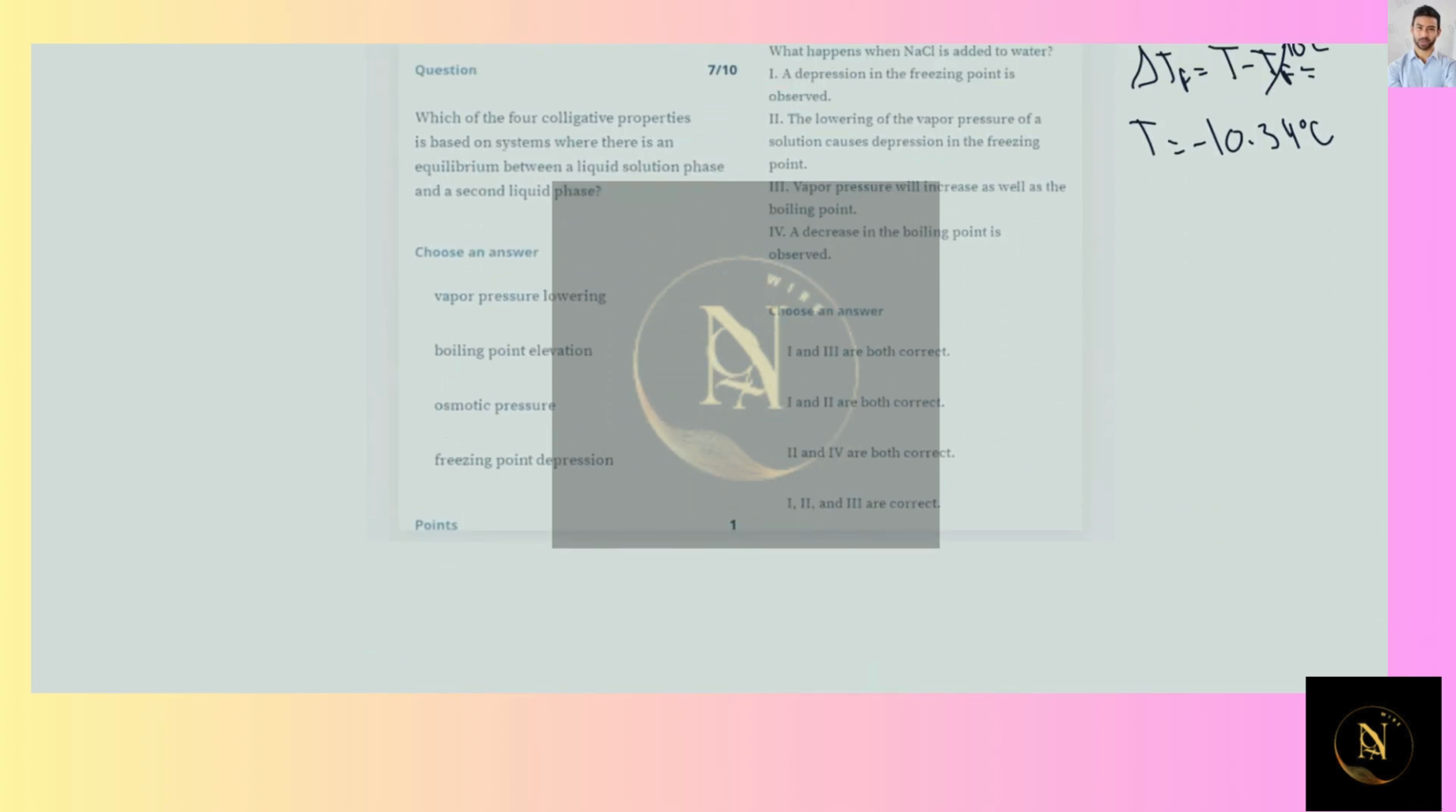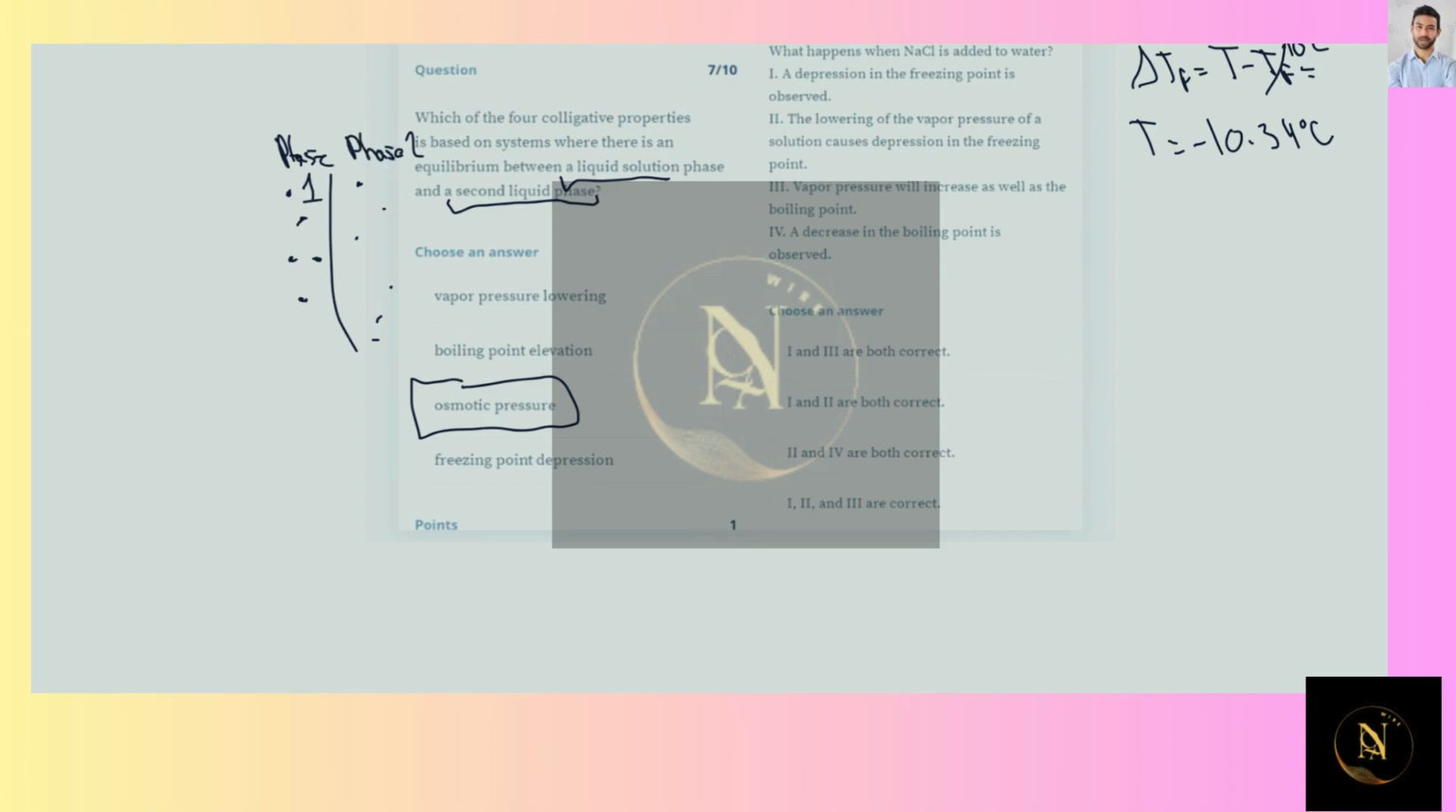Next up, which of the four colligative properties is based on a system where there is an equilibrium between a liquid solution phase and a second liquid solution phase? And the answer to this is going to be the osmotic pressure, which is going to relate the abundance that we're going to have of solutes on both sides of the phases, phase 1 and phase 2.